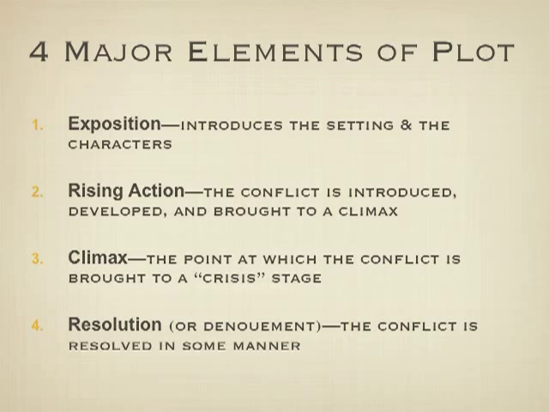Plot. There are four major elements of plot. The first is exposition. This is the part of the story in which the setting and the characters are introduced. The second element is rising action. This is the part of the story where the conflict is introduced, developed, and ultimately brought to a climax. The third element, climax, is the point at which the conflict is brought to a crisis stage. And then lastly, resolution or denouement. This is where the conflict is resolved in some manner.